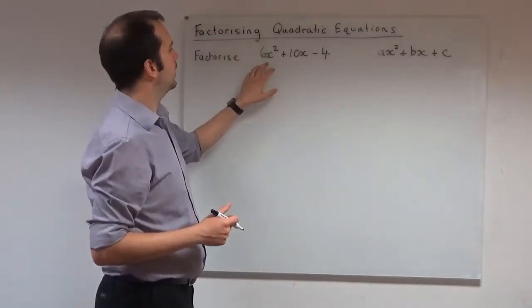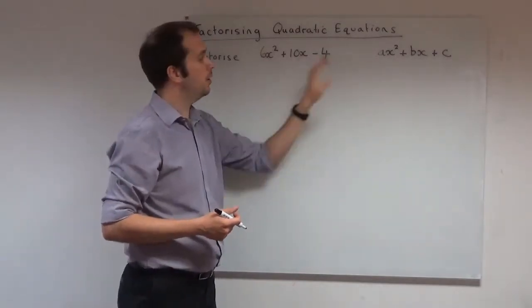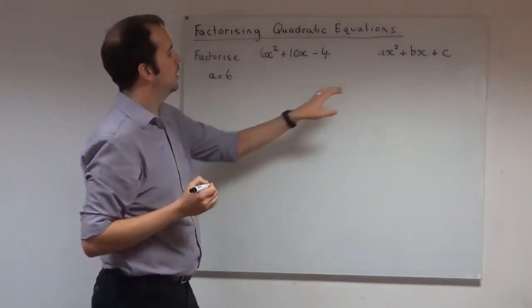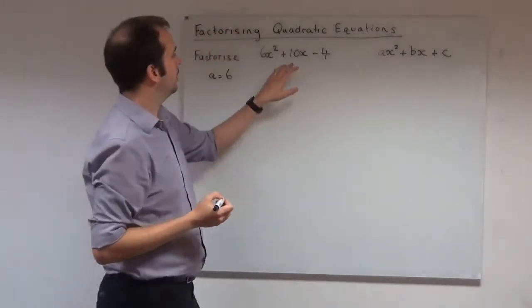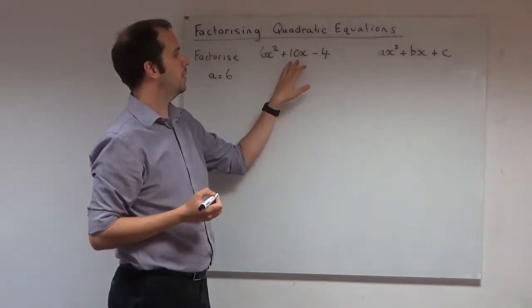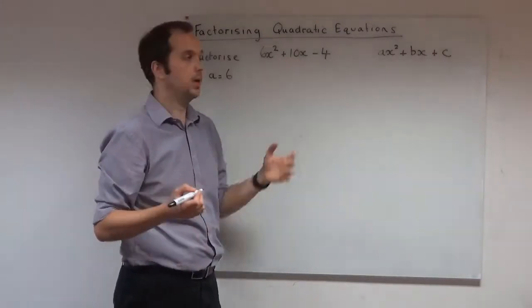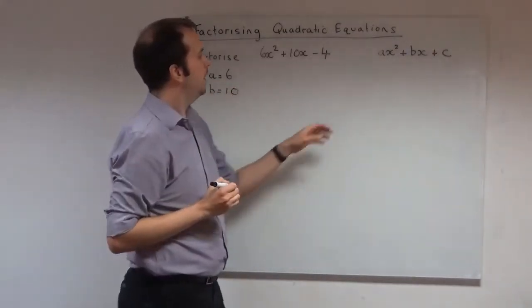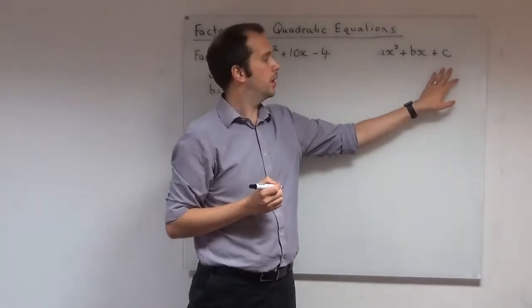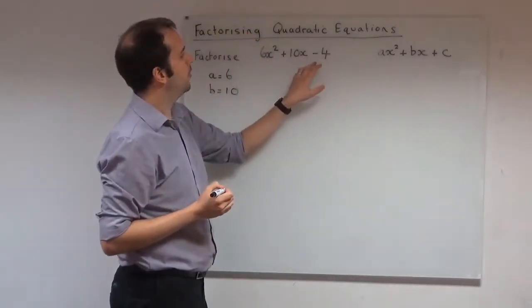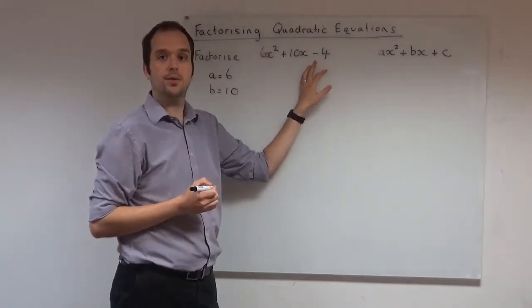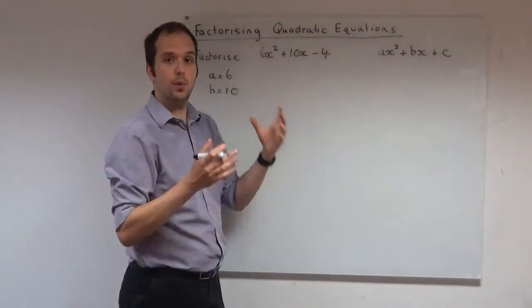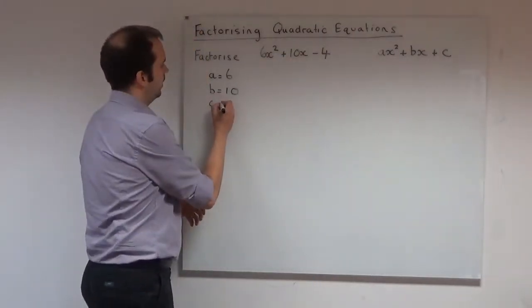So what's my coefficient of x squared? Well, it's 6 here, so I can write down that a is equal to 6. b is my coefficient of x, and if I look at my equation, the number in front of my x is 10, and it's plus 10, so it's positive 10. So I can write down that b is equal to 10. And finally, if we look at the general equation, the constant term is c, and for our equation, that constant is minus 4. So it's very important that you take the sign as well as the number. So c is minus 4.